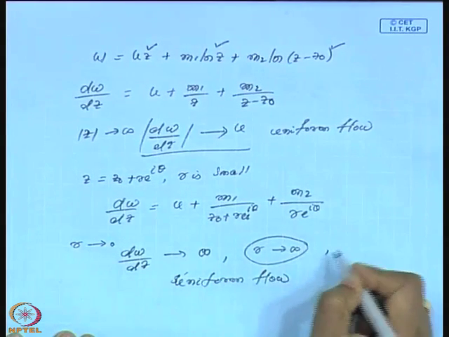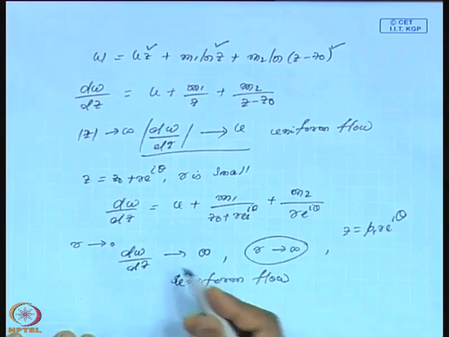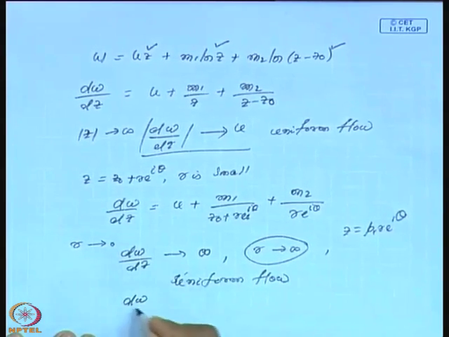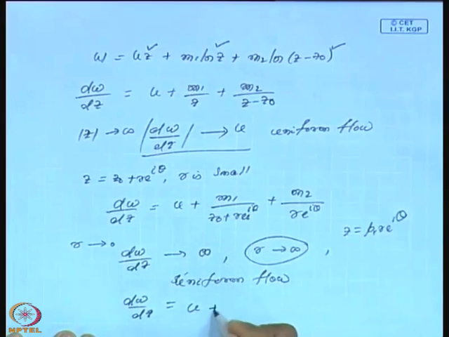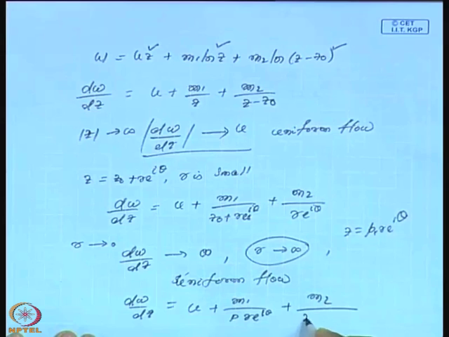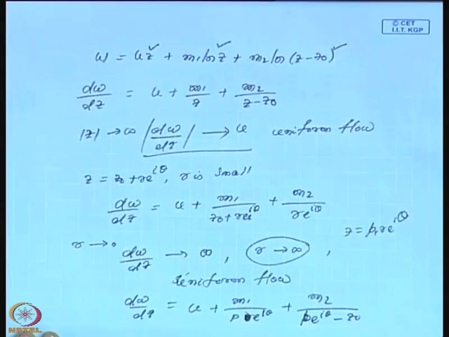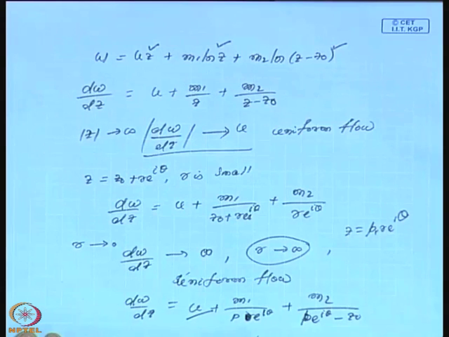In a similar way, I can also take, suppose I take z is equal to p e to the power i theta, then I can easily say that dw by dz again will be u plus m1 by p e to the power i theta plus m2 by p minus z naught, where z is p minus z naught. And here again, when p is large, these two terms will tend to 0 and we will have a uniform speed, whereas when p tends to 0, this will give us infinity, and again this will represent the motion of a source of strength m1.